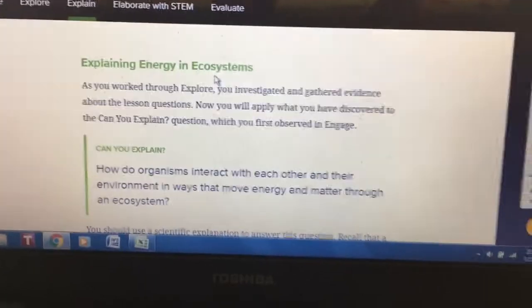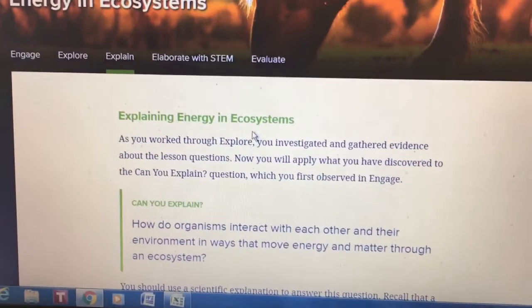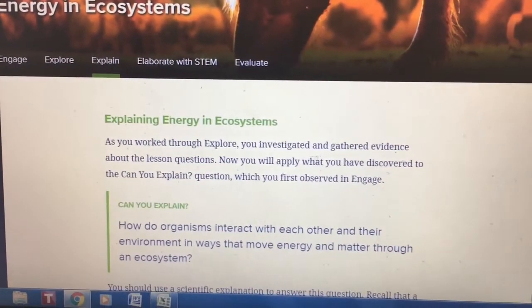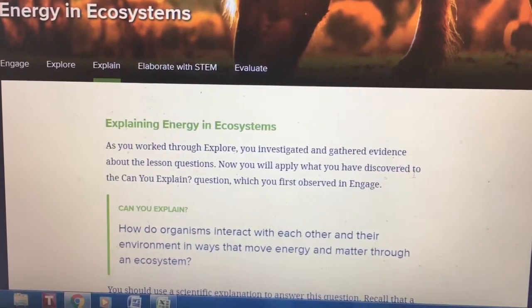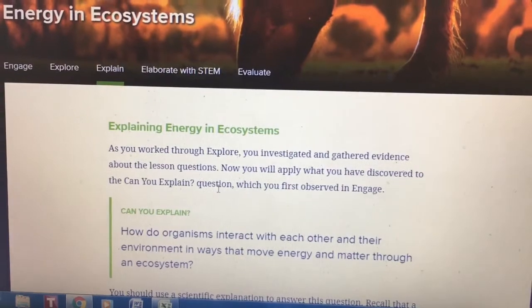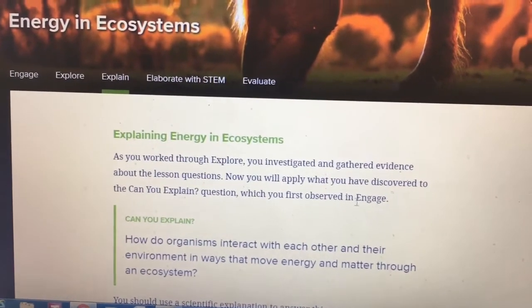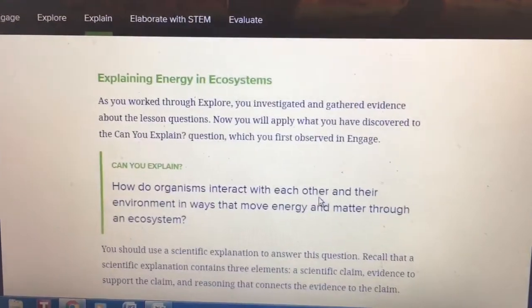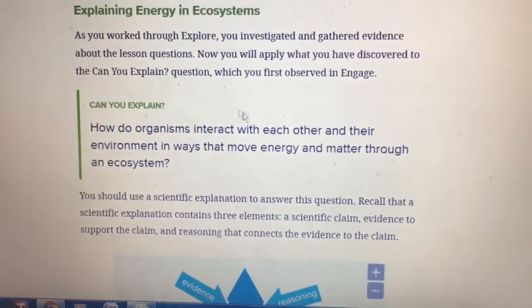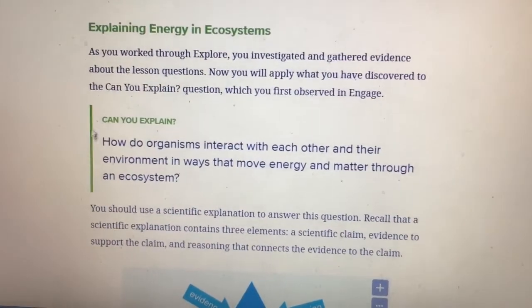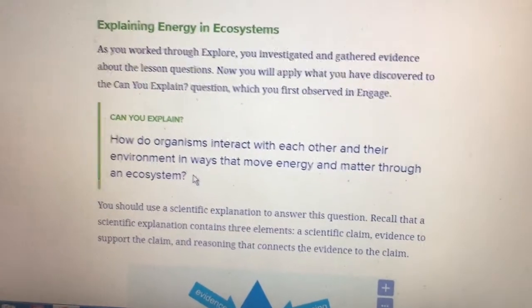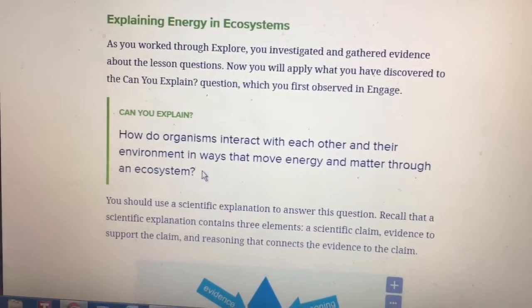So it says right here, if you read carefully, as you work through Explore, you investigated and gathered evidence about the lesson questions. Now you will apply what you have discovered to the Can You Explain question, which you first observed and engaged. So this is the same question that you guys saw at the very end of the Engage tab of the first assignment, where it asked for your ideas about this question.